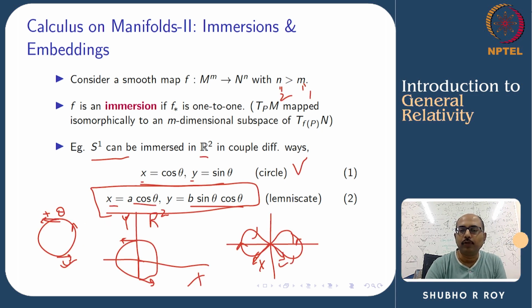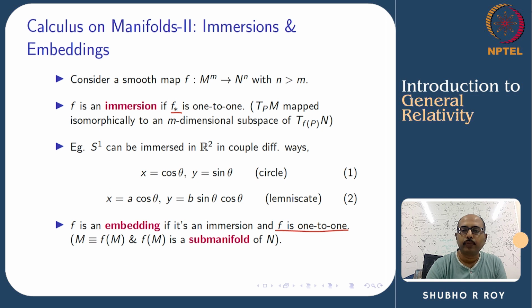That immediately disqualifies the lemniscate because both minus pi by 2 and plus pi by 2 are mapped to the origin in the lemniscate. So this is a 2-to-1 map, and hence it is not an embedding. So the only embedding is this one. This is the embedding. The lemniscate is an immersion, but not an embedding. If that is the case, then one can show the surface which is obtained as an image of M is actually a manifold. Hence, we call that a submanifold of N, an M-dimensional manifold.